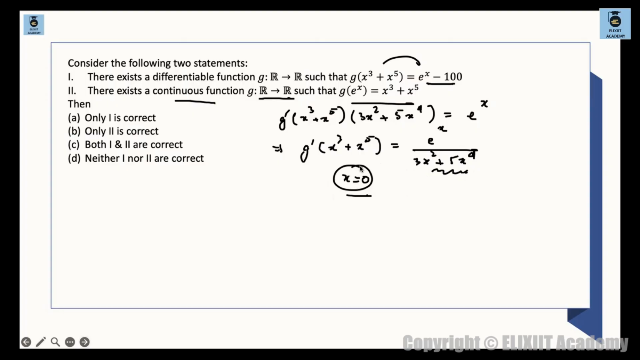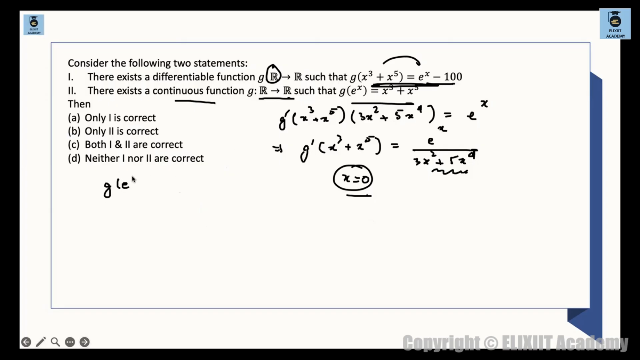So if g dash of 0 is not defined, there cannot exist a differentiable function whose domain is all real numbers and which satisfies this given condition. Now, the second statement says we have to find a continuous function. We have to verify whether a continuous function exists or not.